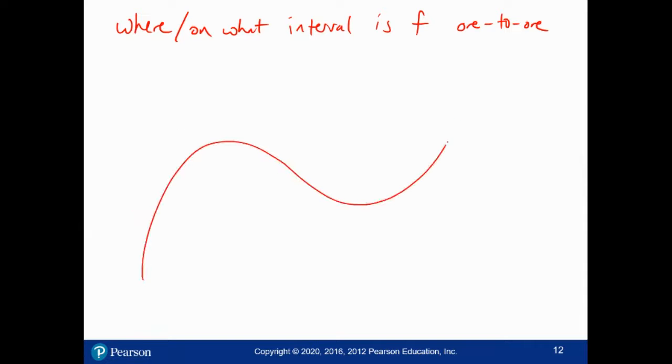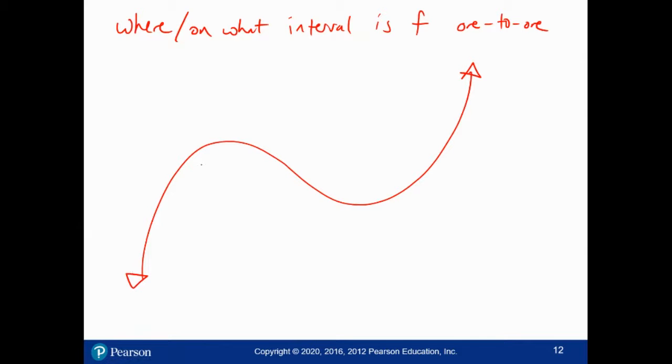I'm going to draw a couple of graphs and ask, in other words, on what interval is f 1 to 1. So here's the graph of the function.